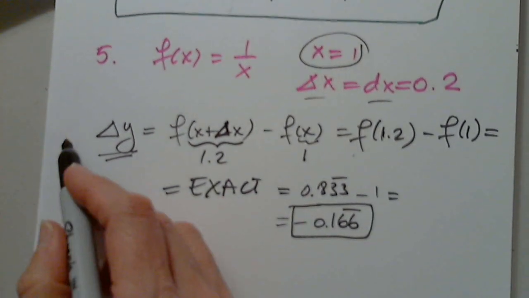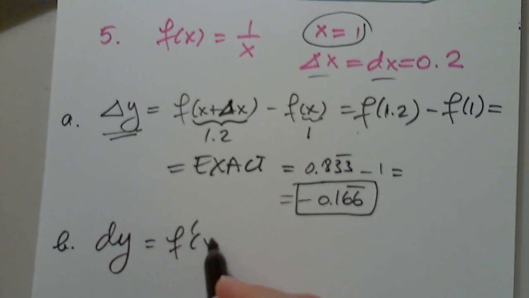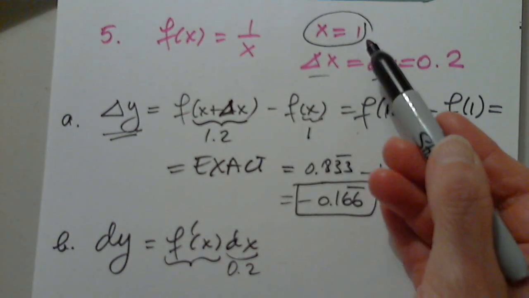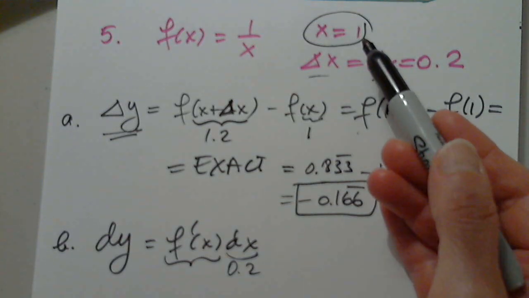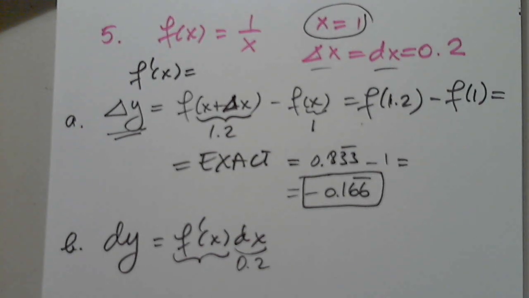So that's part A. In part B, they want us to find dy, which is the approximate change, with f prime of x dx. I have dx, it's very clear, it's 0.2, but I have to find f prime and then plug in 1 in it. Can anyone give us f prime for this function? F prime for 1 over x.